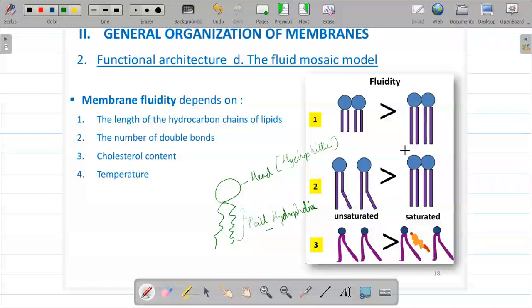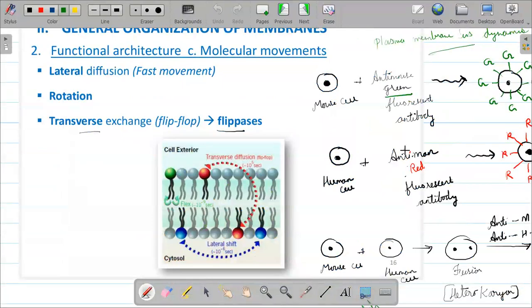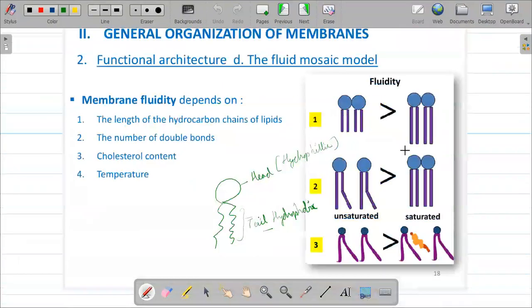Now the question is, which of them can show you rapid transverse exchange, that is lateral diffusion, fast movement? Based on the diagram, who is having the fastest movement, the lipids which are small in size or the lipids which are larger in size? Lipids which are small in size have a faster movement.